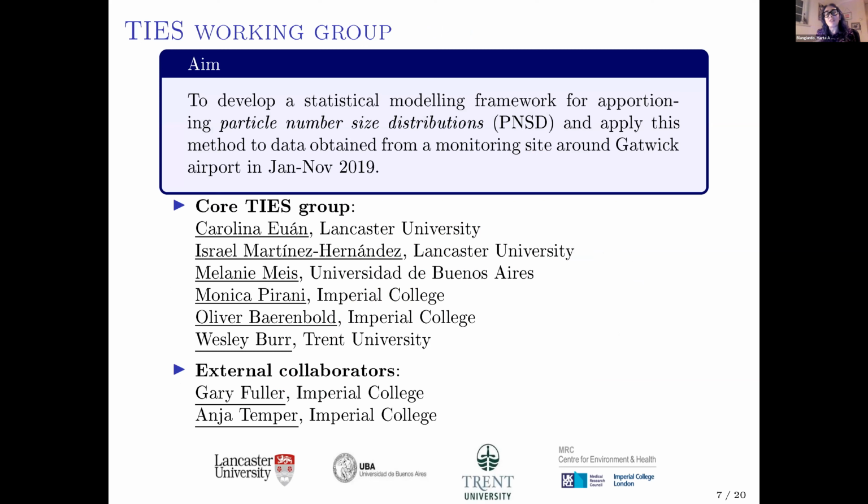So the project was very specific. We had a very specific aim, which was to try and find a statistical modeling framework for apportioning particle number size distribution. And then we had a real clear application, which was some data from Gatwick Airport. I'm going to say something about the data in a minute. We had a monitoring station around Gatwick Airport, and we wanted to see if we could apply this framework to this data and see what sources we could get.